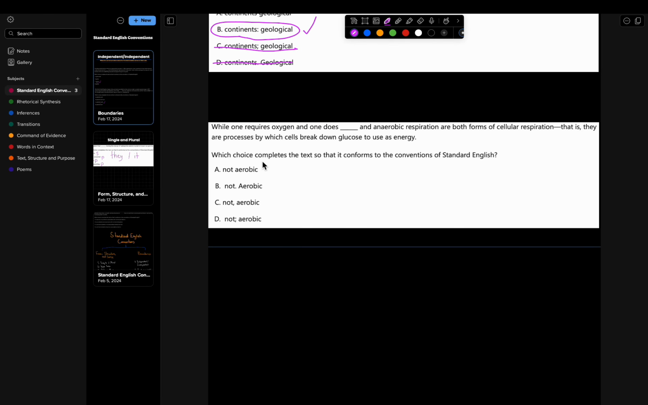Rule 10. Rule 10 is the same as Rule 3, defining noun sentences. The only difference here is it has been applied to the boundaries questions. This example says, while one requires oxygen and one does not, this is clearly defining a noun. After that, it says aerobic and anaerobic respiration are both forms of cellular respiration. The line before the blank is defining or explaining the words after the blank, so we need to have a comma in between them. So choice C is the right answer.